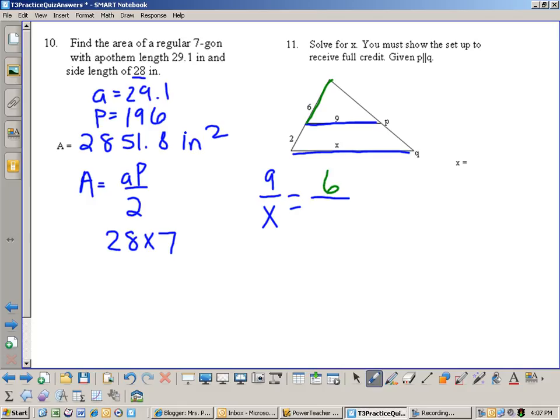But 6 is the left side of that top triangle. So then if we want the comparable side to x, we need to go with the left side of the bigger triangle. So we're going to put 6 over 8. Then we can cross multiply. 6x equals 72. So x equals 12.